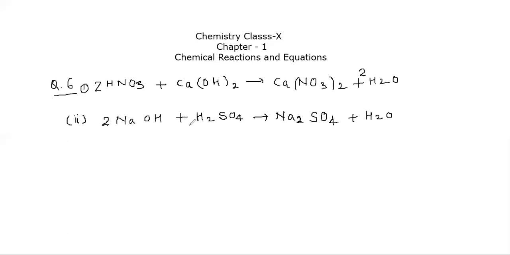Now count the number of hydrogen. Because of this 2, this will be 2 hydrogen here and 4 hydrogen. So if we put 2 here, now it is balanced. So SO4 1 on both the sides, and here 2 O here, 2 O here. So it is balanced.